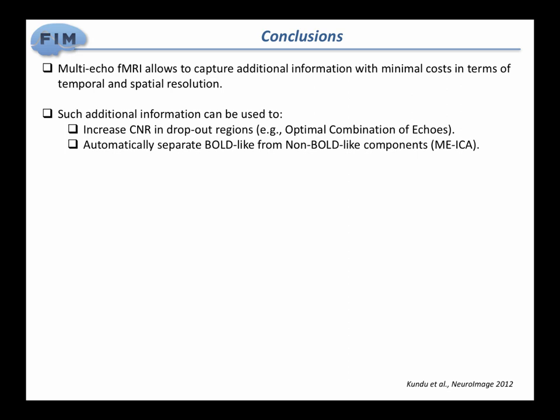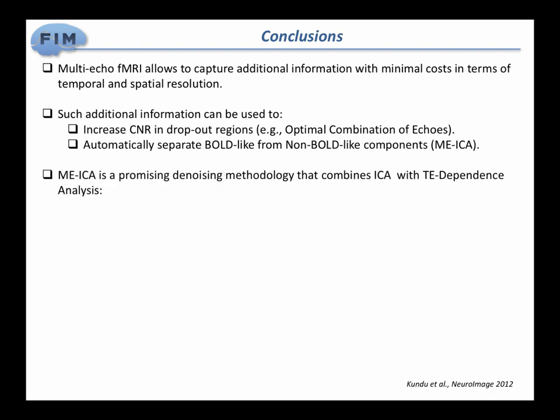That additional information is not just additional information that we cannot use, but it seems to be pretty useful. You can increase CNR in dropout regions just by simply doing an optimal combination of the echoes, or you can really improve the quality of your data and the power of your analysis by doing something like MEICA. But MEICA is very promising, but it's still in the making.